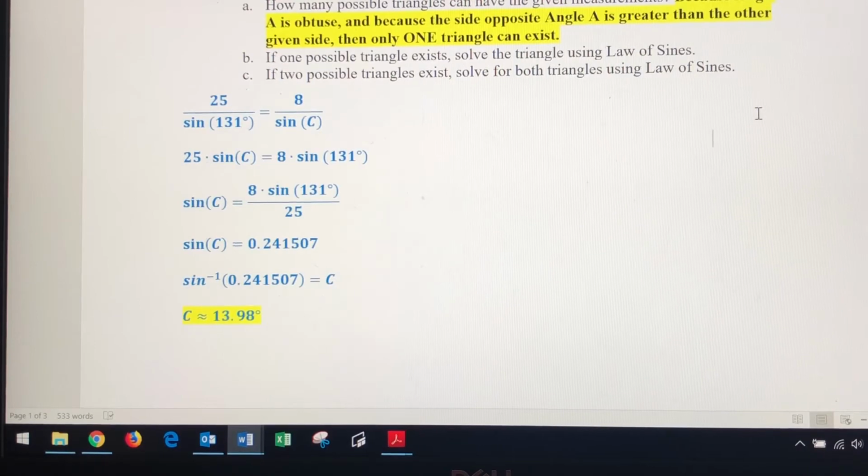So now we have 2 angle measures. We know angle A and we know angle C, so we can find the measure of angle B just using some basic geometry here. So again, we know the 3 angles in a triangle sum to 180 degrees.